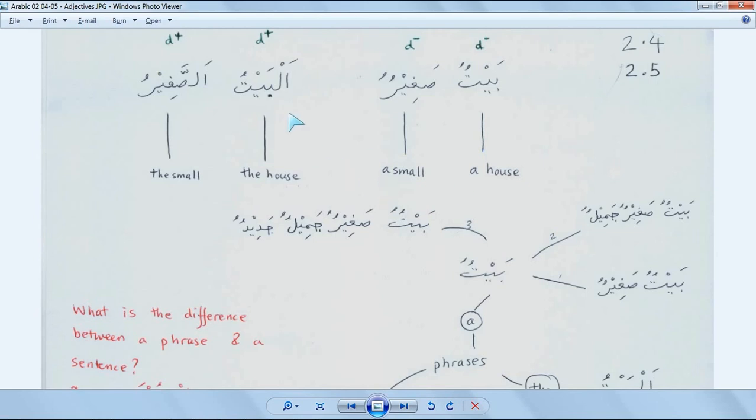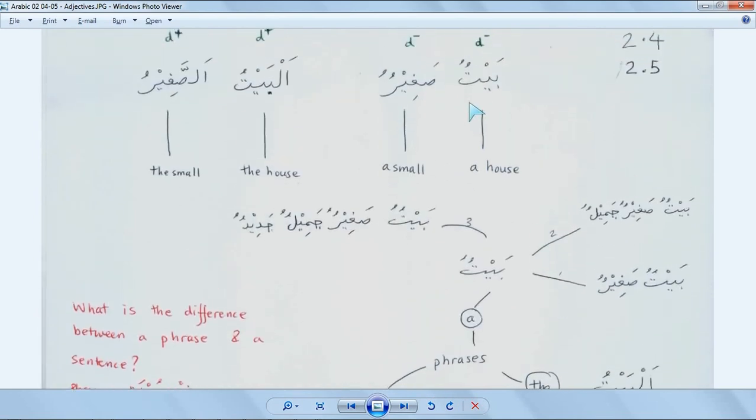Suppose we had the house, al baytu, then we would have an adjective. Again, it's put after the word we're describing, but it must match it in its definiteness. It should also be definite with an al. Al-baytu as-saghiru. The house, the small. The small house. Now, that's very briefly put, and you can do this with other words and other examples.